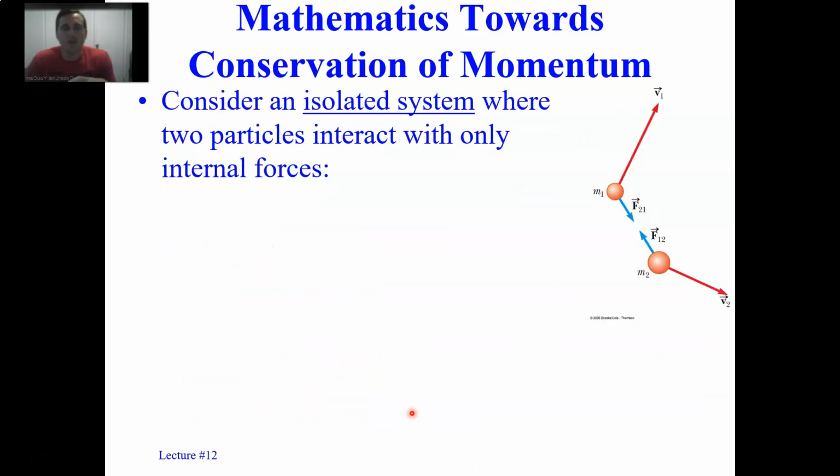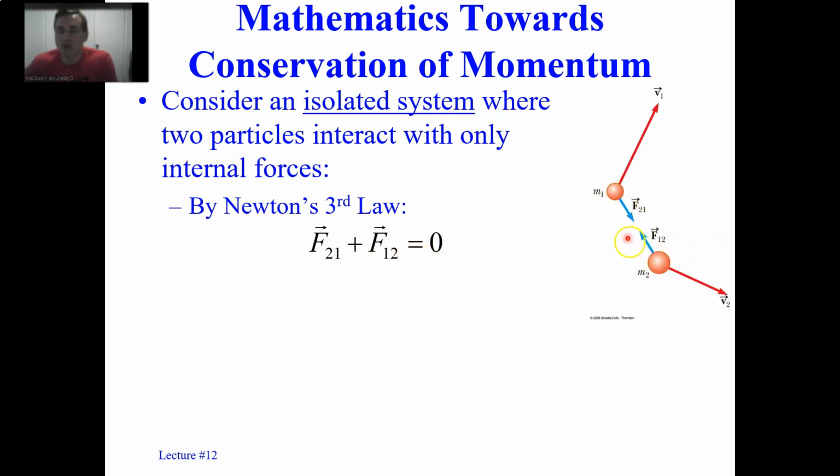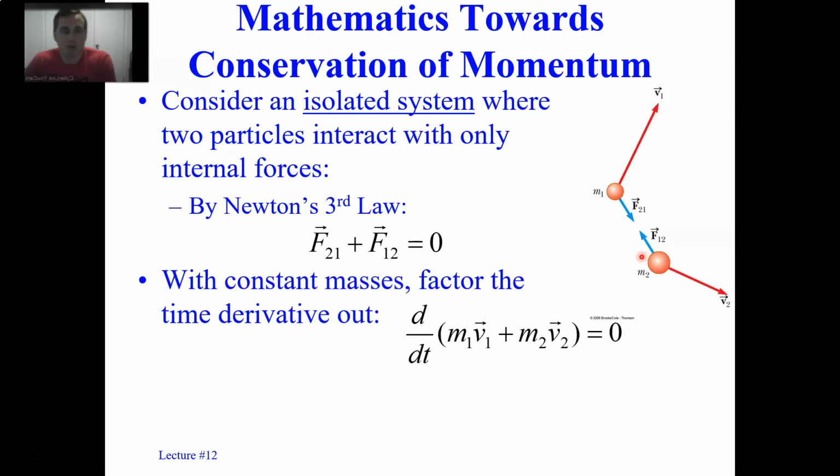Let me see if I can prove that to you a little bit more mathematically. So, consider an isolated system where two particles interact only with internal forces. So, by Newton's third law, we know that F21 plus F12 vectors equals 0. So suppose somehow these two objects have forces between them. Could be a gravitational force, but some sort of internal force between them.